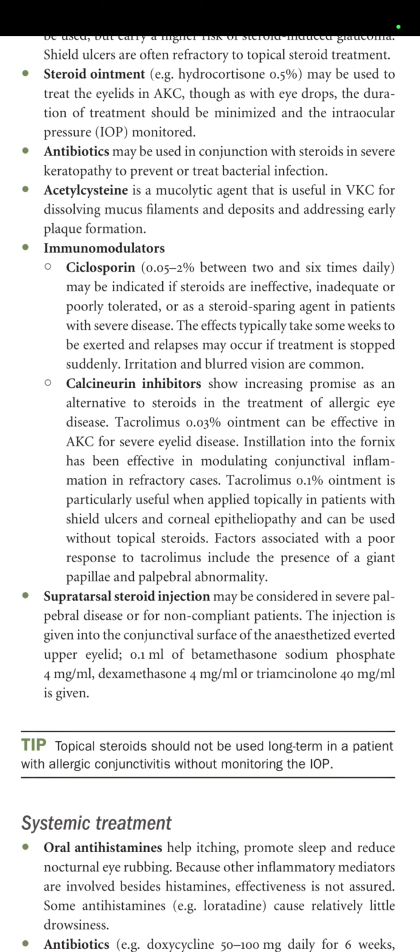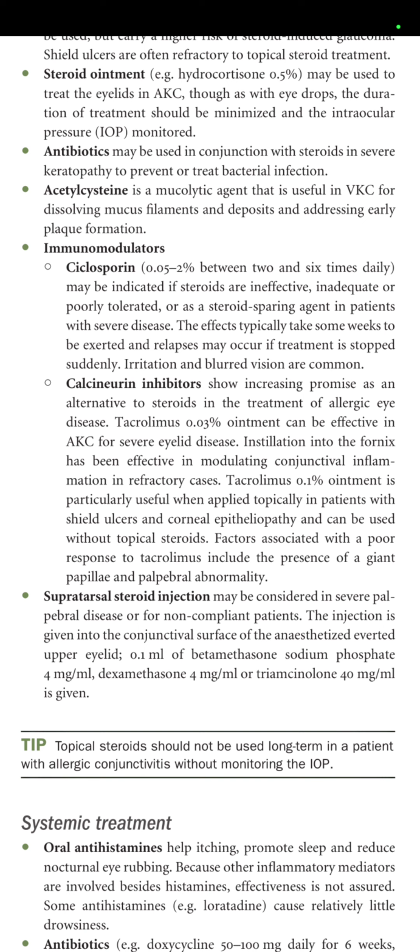Calcineurin inhibitors show increasing promise as an alternative to steroids in the treatment of allergic eye disease. Tacrolimus 0.03% ointment can be effective in AKC for severe eyelid disease. Instillation into the fornix has been effective in modulating conjunctival inflammation in refractory cases. Tacrolimus 0.1% ointment is particularly useful when applied topically in patients with a shield ulcer and corneal epitheliopathy, and can be used without topical steroid. Factors associated with poor response to topical tacrolimus include the presence of giant papillae and palpebral abnormality.